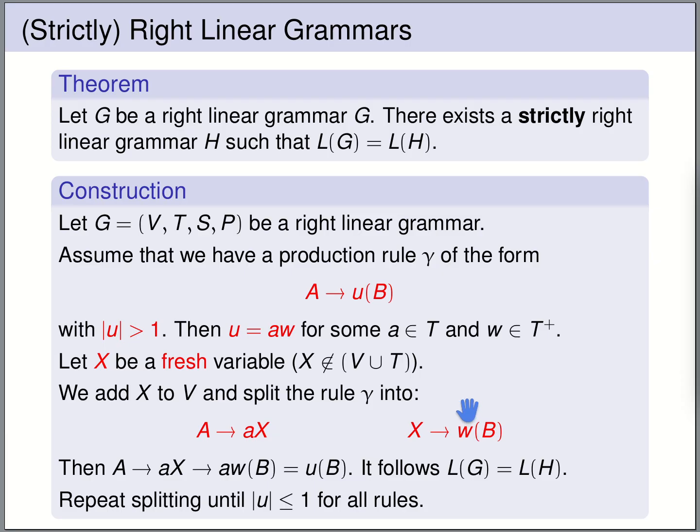So each time we split, w gets one letter shorter, so at some point it will have length at most 1, and then our grammar is strictly right linear.